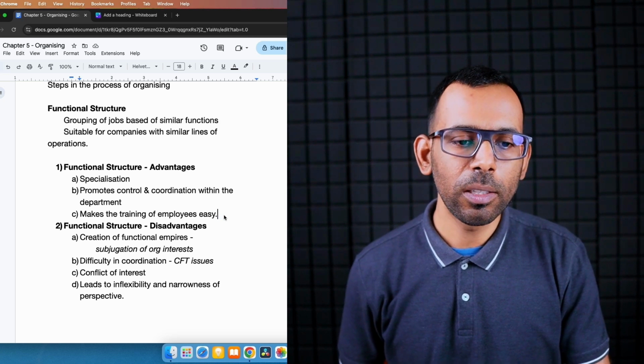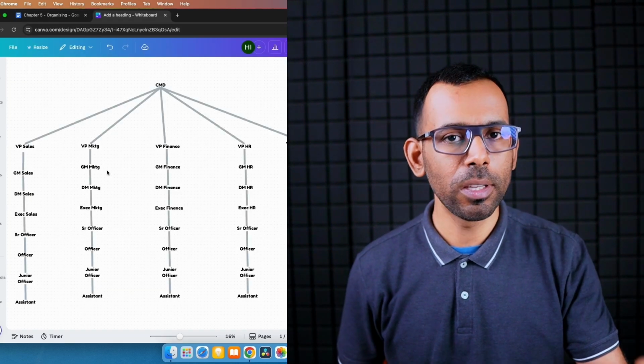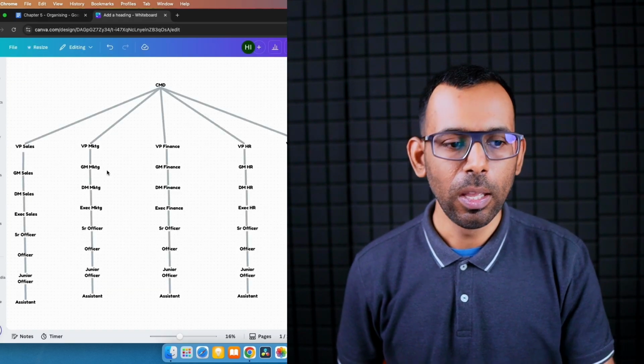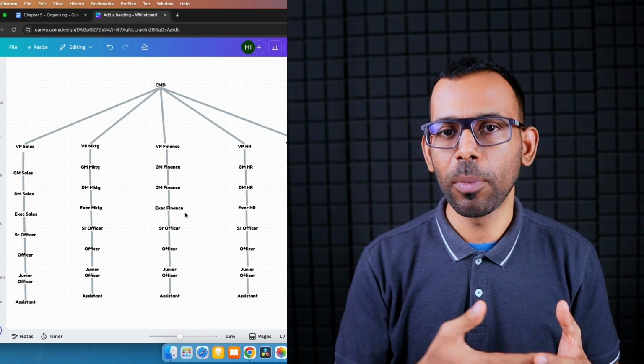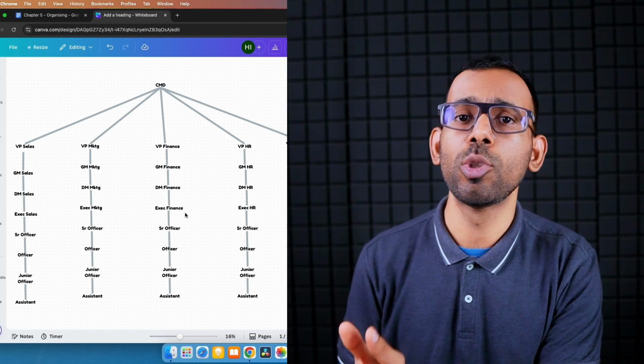Third point is it makes the training of employees easy. Because the functions are similar and the scope is narrowed down, an executive from the finance department would be asked to do the 15 to 20 things that were in his job description.